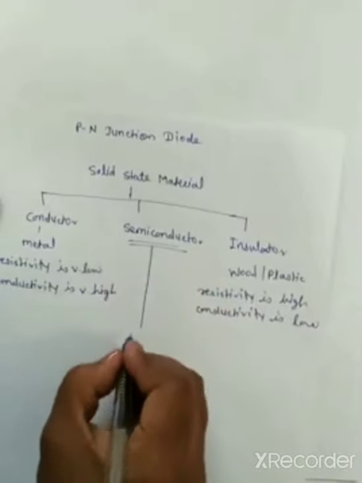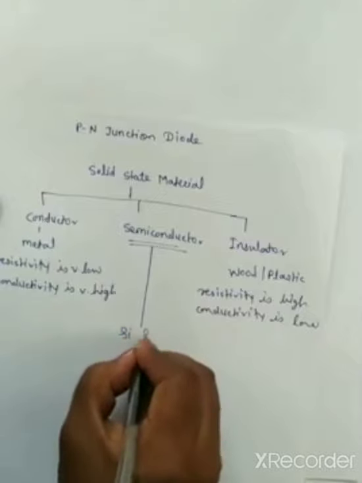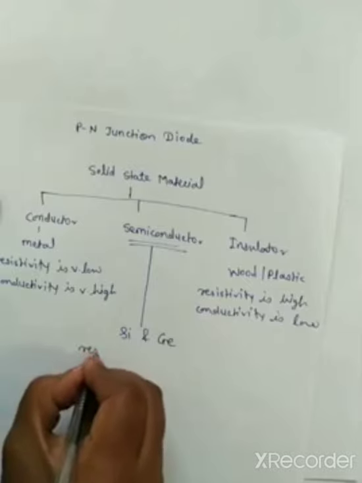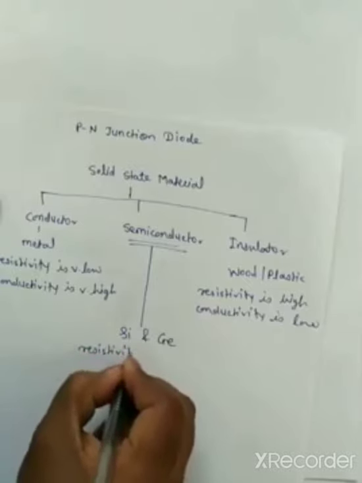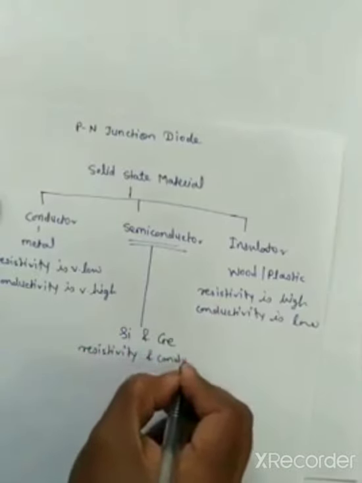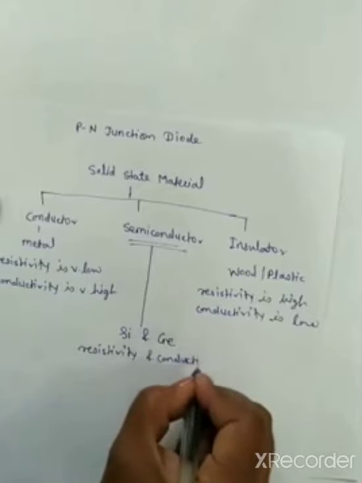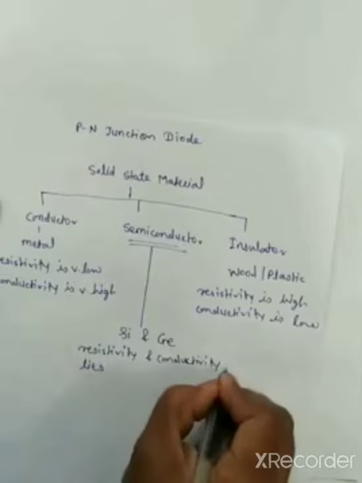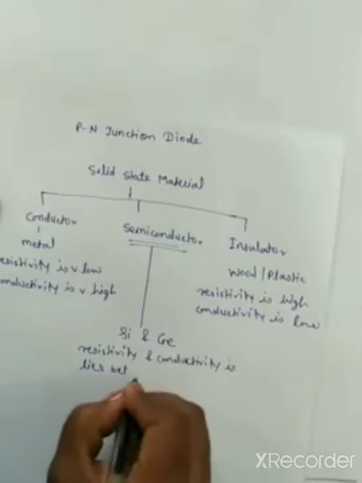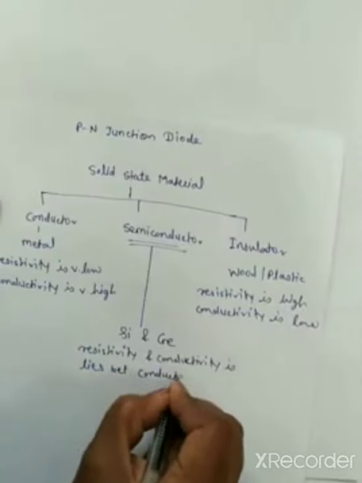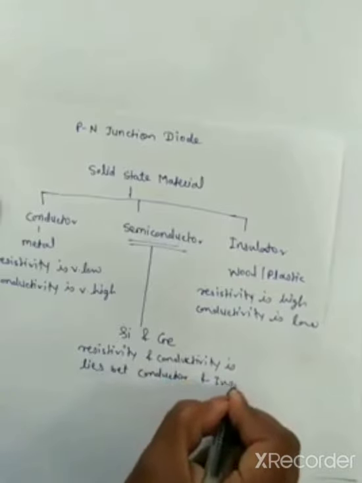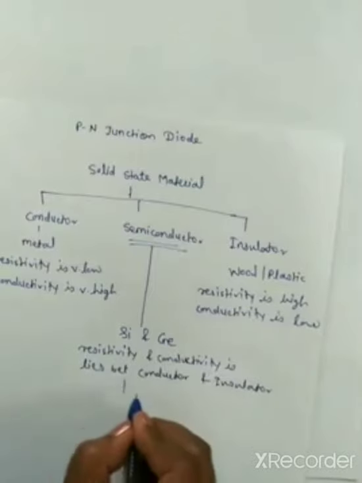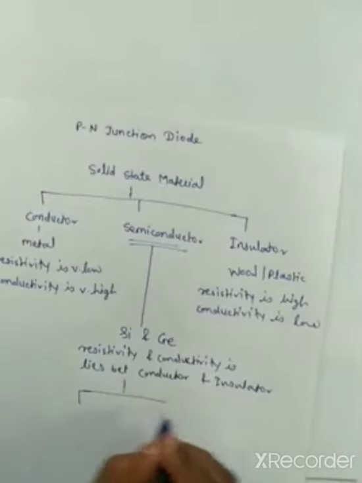There are two examples of semiconductor which are commonly used, silicon and germanium. The resistivity and conductivity of semiconductor lies between conductor and insulator, that is called a semiconductor. Now there are two types of semiconductor.